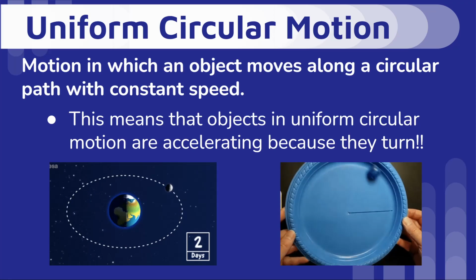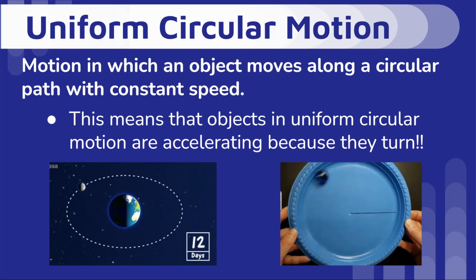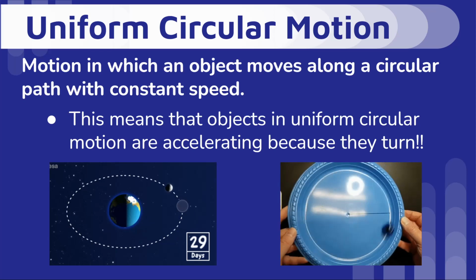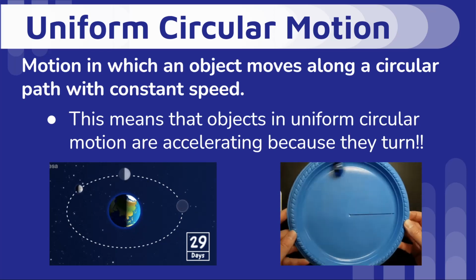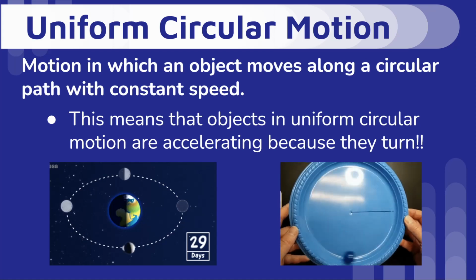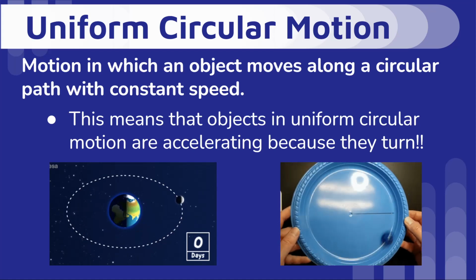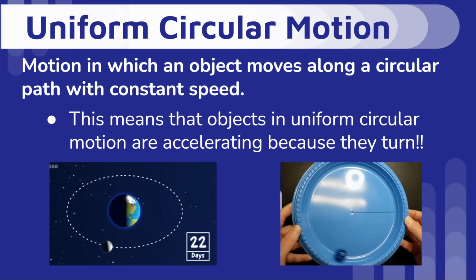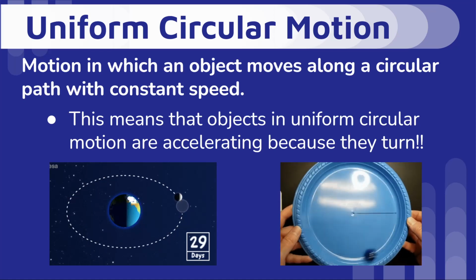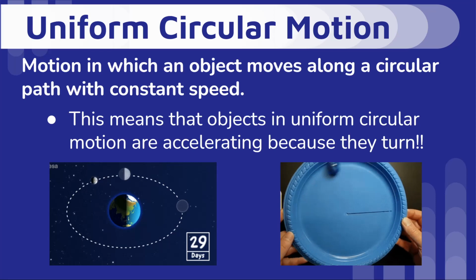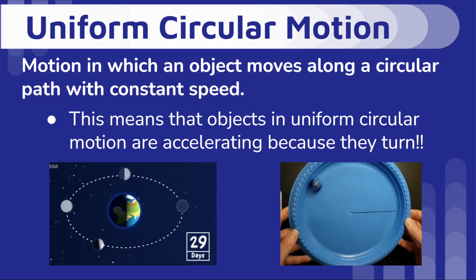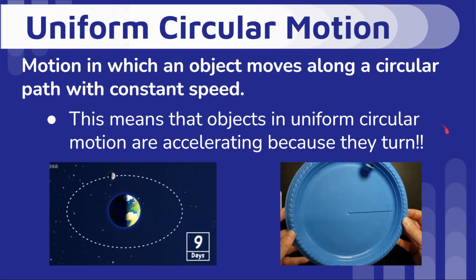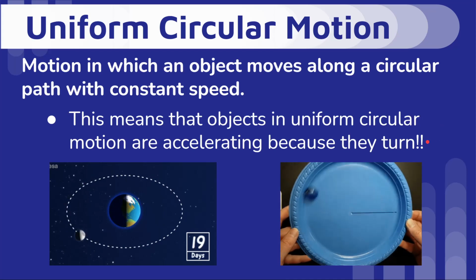So write this down. Uniform circular motion is motion in which an object moves along a circular path with constant speed. Okay, and because the object is turning in a circle, that means that this object will have constant speed and also have acceleration. Okay, so I have constant speed with acceleration, and that's what it says. This means objects in uniform circular motion are accelerating because they turn.